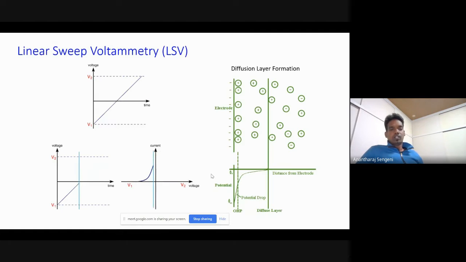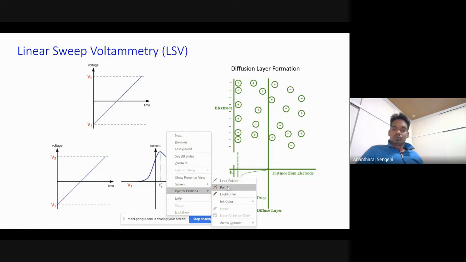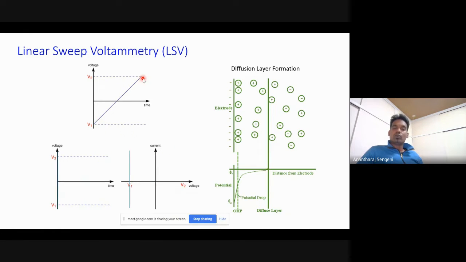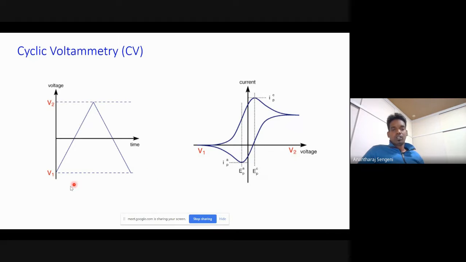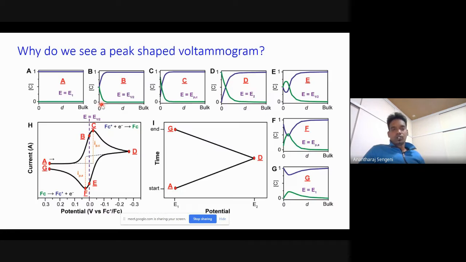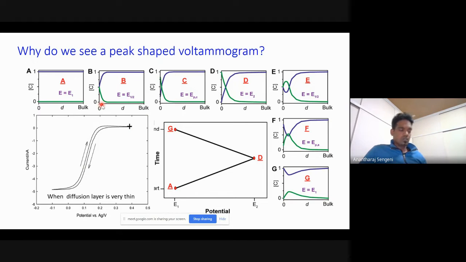The only difference between LSV and CV is that in this case, we sweep the potential linearly from point 1 to point 2, which can be initial potential and vertex potential. In the case of CV, we reverse the potential back, so it is technically a cycle of sweeping. And we also saw why CV results in a peak-shaped voltammogram or a duck-shaped voltammogram when the reaction is completely limited by diffusion. And we also saw the influence of double layer thickness for the same.